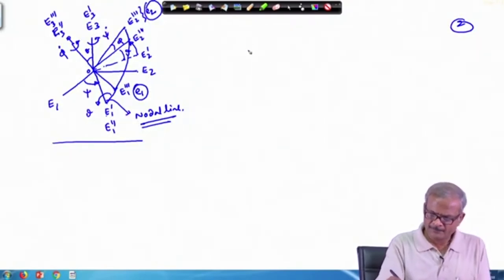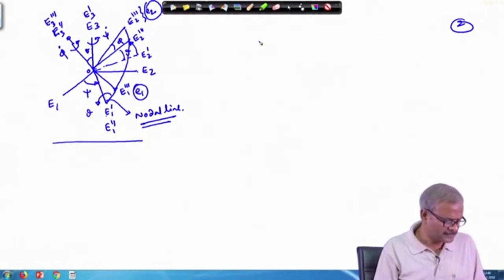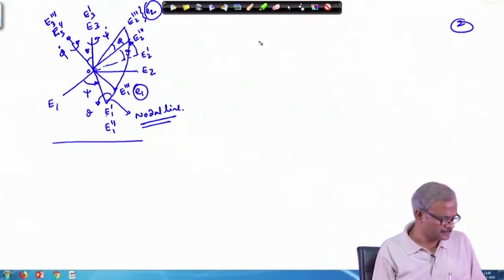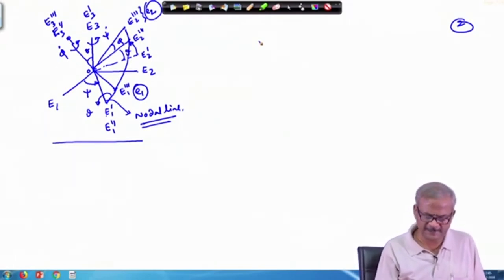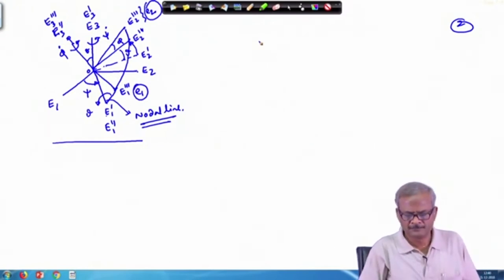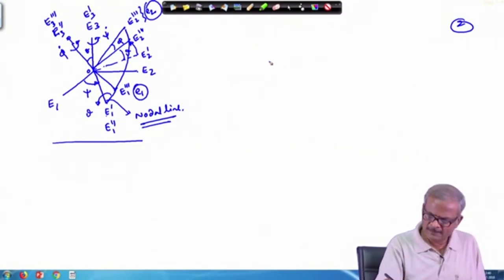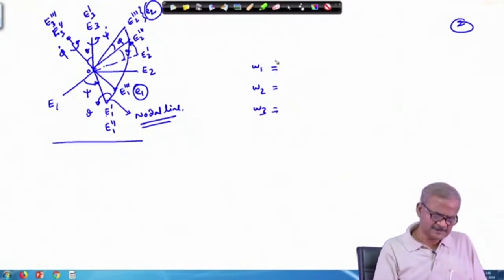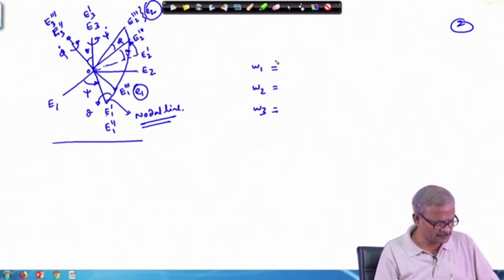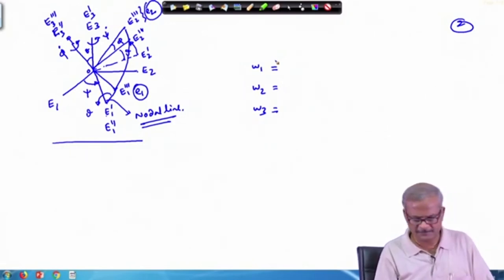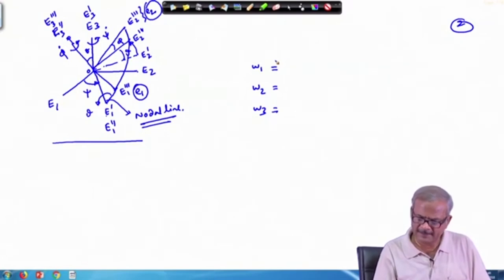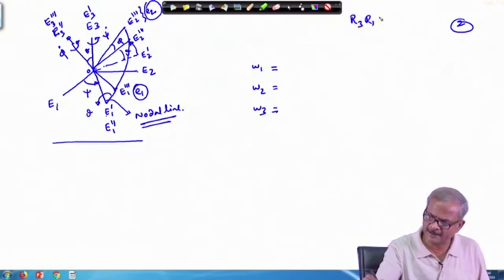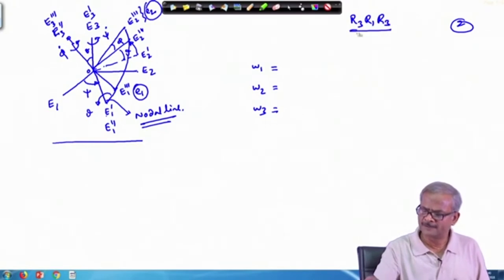Now we will have to go back and recall the relationship between omega, the angular velocity, and the Euler angles. So, we write here the expression for omega 1, omega 2 and omega 3. This expression, if you can memorize it from time to time, it will be very good. But it may happen that instead of rotation R1, R3, we are given some other rotation.